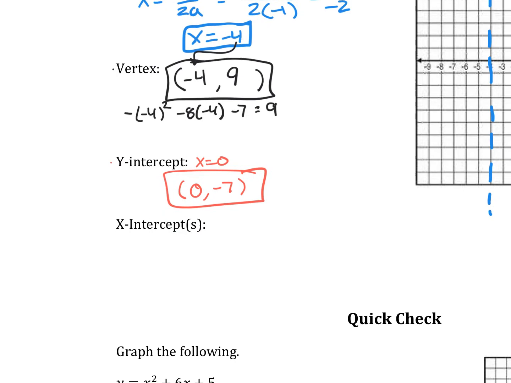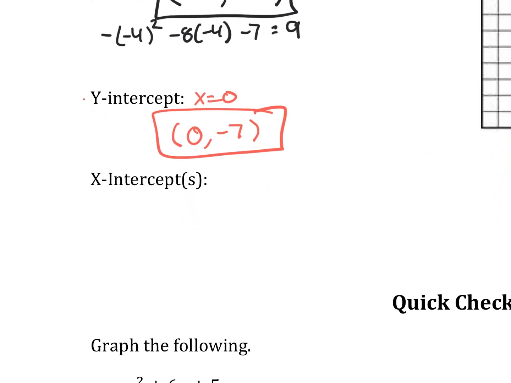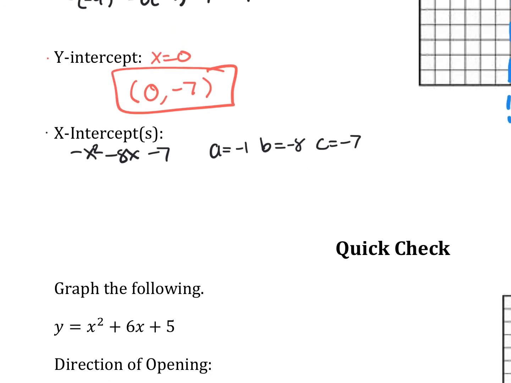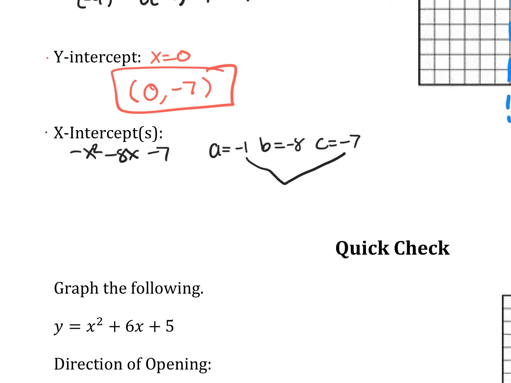And then finally for the x-intercepts, we just have to solve. So again, we can solve by factoring or quadratic formula, whatever way you want. We have negative x squared minus 8x minus 7. So a is negative 1, b is negative 8, c is negative 7. Again, we can solve either way we want. And so when we do a times c, that gives us a positive 7. So we need factors of positive 7 that will add to give us negative 8, and that would be negative 1, negative 7.